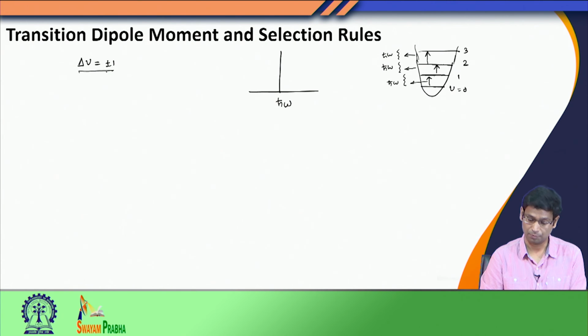But then there is one more thing. Suppose, how do I know whether it is actually happening from 0 to 1 or from 1 to 2 or from 2 to 3?